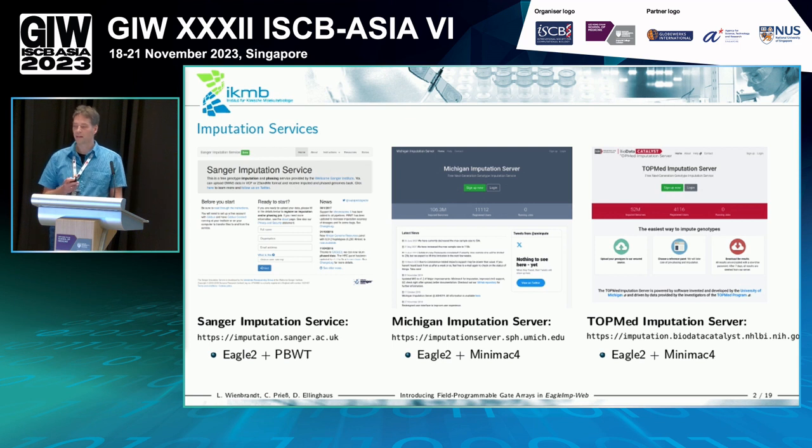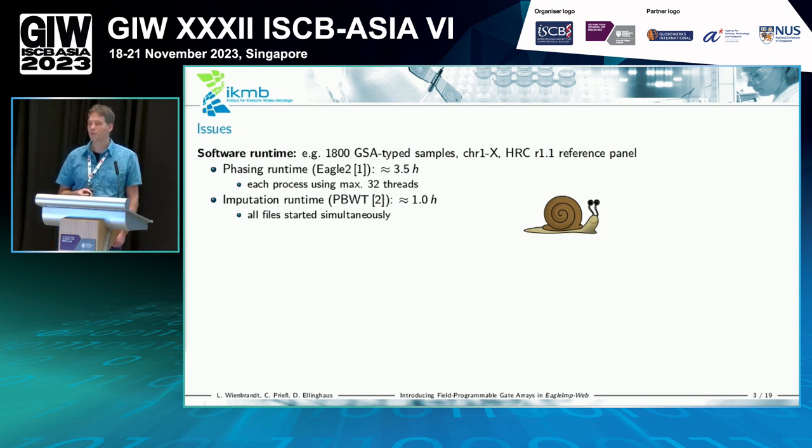The first thing: when we take the normal software and run it on our server, we encounter that it is quite slow. Phasing for a typical data set takes already 3.5 hours with the Eagle2 software, and then we need another 1 hour just to impute that phased data. We already did it on a server machine with 32 cores, and we used the multi-threading capabilities for Eagle2, and for the PBWT imputation, because it doesn't support multi-threading, we simply started all chromosome files simultaneously, and still we have this runtime.